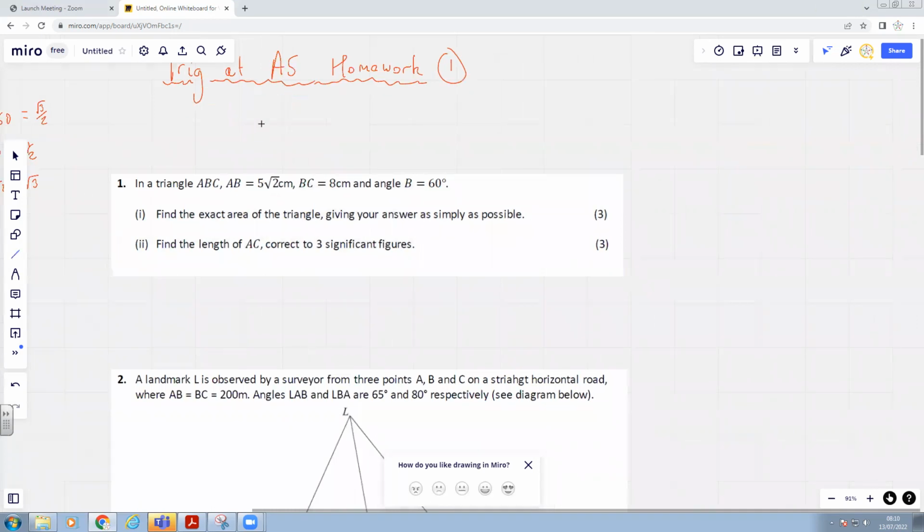So when I get a question like this, I like to draw it. Actually, it doesn't have to be a perfect sketch. Let's just draw it like that. So label it ABC. AB is 5 root 2. BC is 8. And angle B is 60. Then you can see straight away what's going on. So to find the area is going to be a half times 5 root 2 times by 8 times by sine of 60. I'm just using a half ab sine C there. And that's going to give me the answer of 10 root 6.